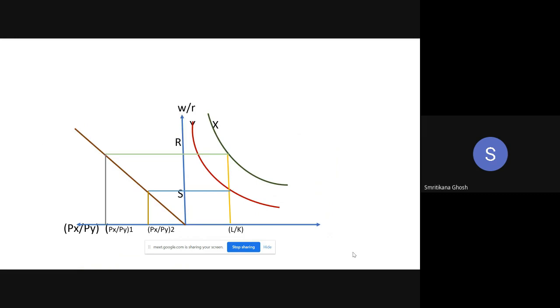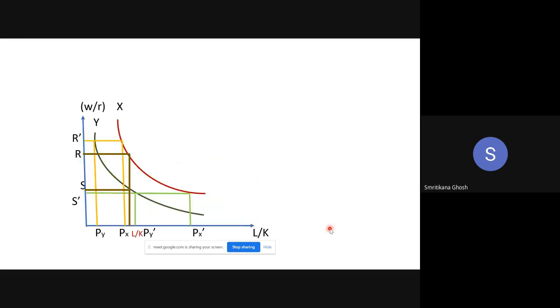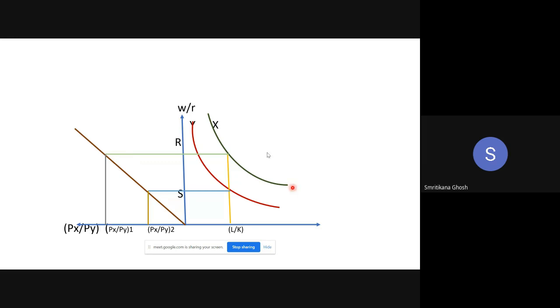So let me go to this one. Now look, in this diagram there are two axes. Actually there are three axes, two quadrants. The first quadrant has W by R and L by K, which we already discussed in the last class. This is for the X commodity, this is for the Y commodity. In the second quadrant, we are trying to find out the relation between W by R and PX by PY. And we know what the relation is.